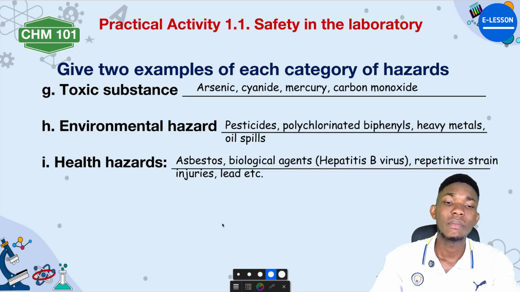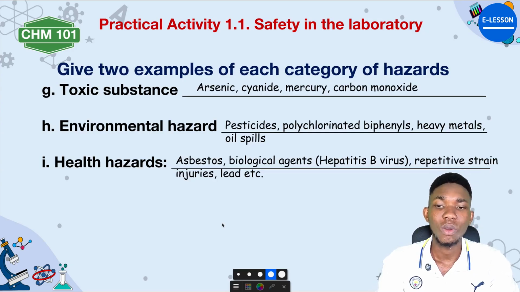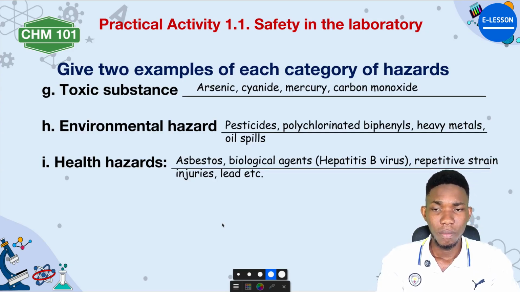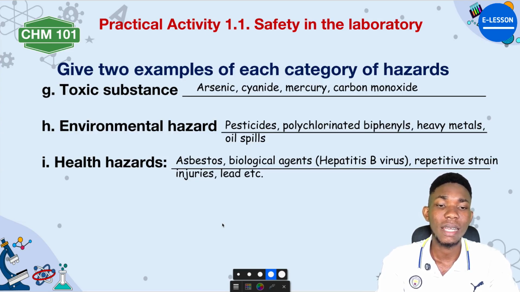We have cyanide, mercury, carbon monoxide. They are toxic substances. Then examples of environmental hazards. We have pesticide, polychlorinated biphenyls, heavy metals, then oil spills. Then health hazard, that's where we have asbestos, biologic agents like the hepatitis B virus, then repetitive strain injuries, and then lead.